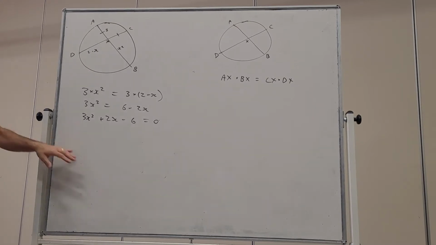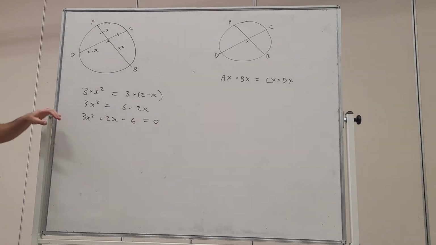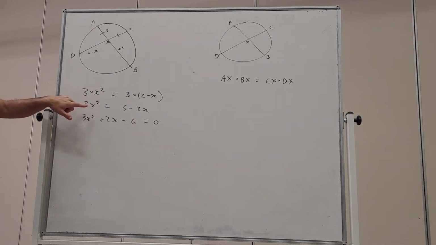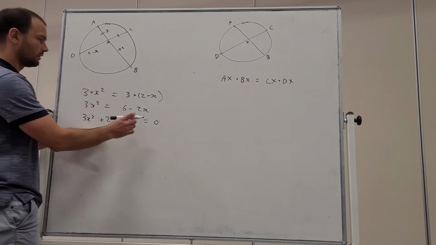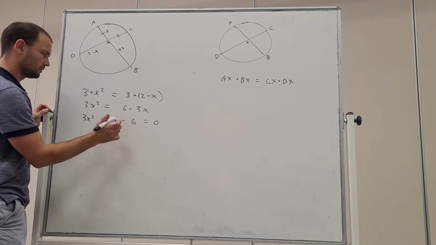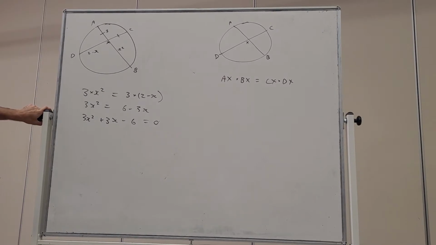So from here, there's a number of procedures we could follow. What have I got? 3x when you expand the 3 to 2 minus. Yeah, it's 3x, not 2x. Should be 6 minus 3x. Thank you very much. 3x squared plus 3x take 6 equals 0. So now we want to solve this equation, all right?